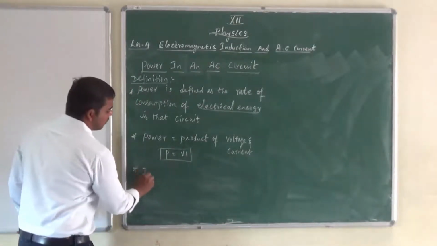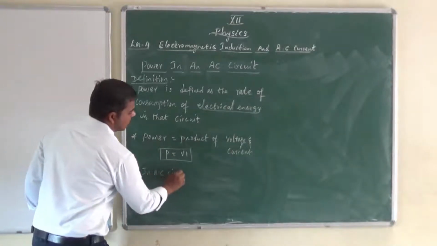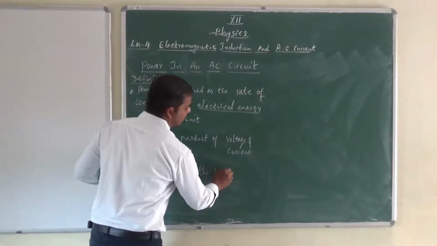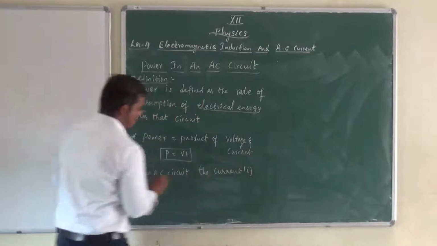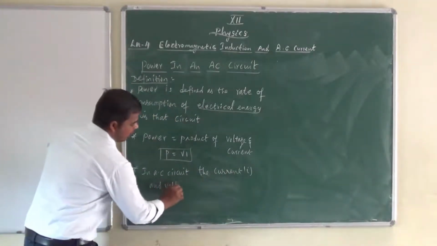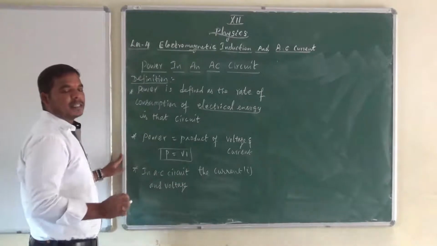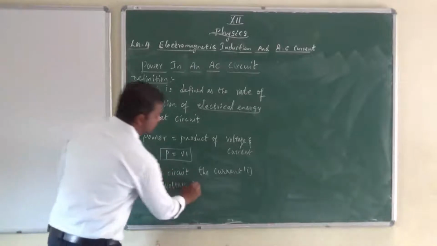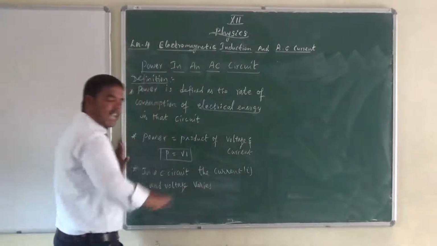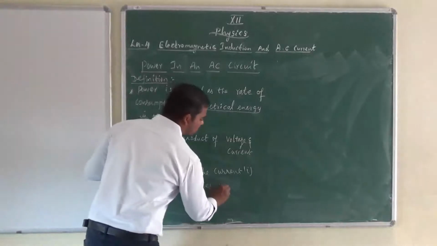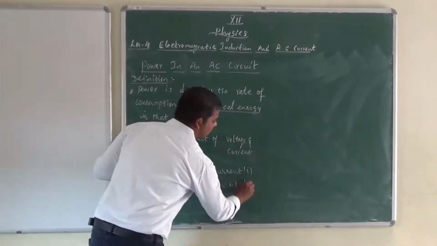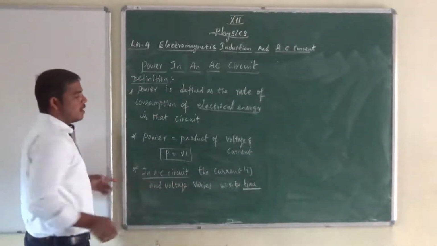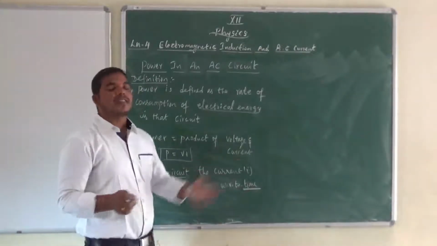So in an AC circuit, the current I and the voltage V vary simultaneously with respect to time. Okay, how do they vary in an AC circuit? Current and voltage simultaneously vary.